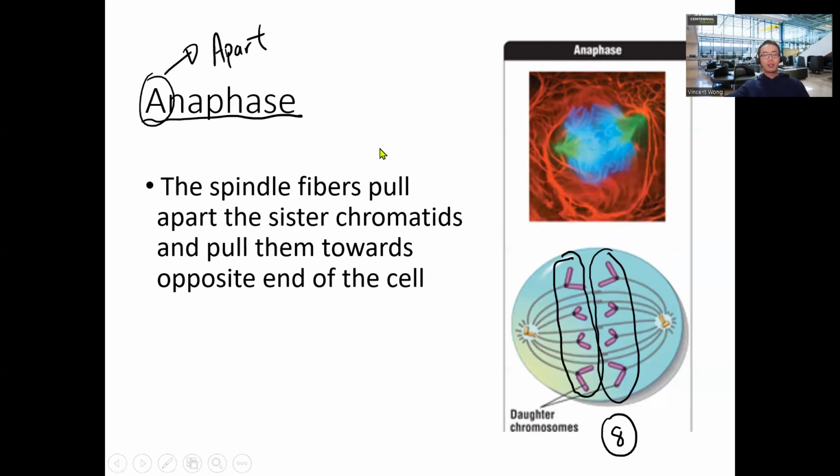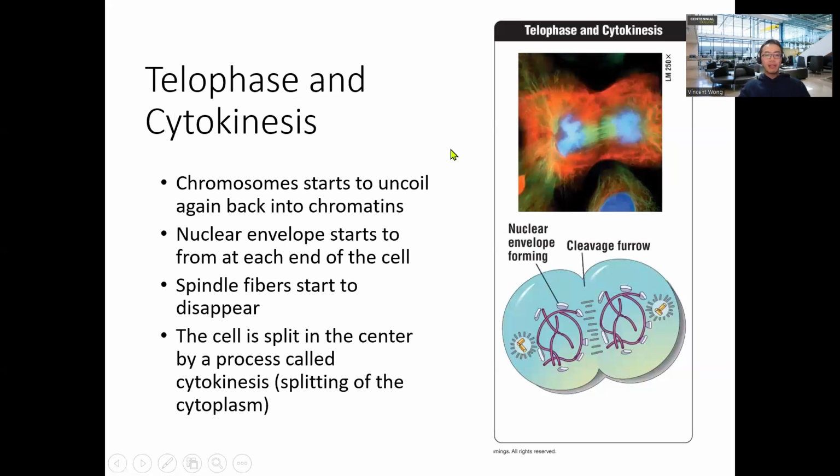So that's anaphase. After anaphase, we will have the last phase, right? Telophase, T for tearing. In telophase, we will basically undo everything that we did in the prophase. So now, after we're done pulling the chromosomes back and forth, they are going to uncoil back into chromatids. We will put them back into the nucleus. So the nuclear envelope starts to form again.